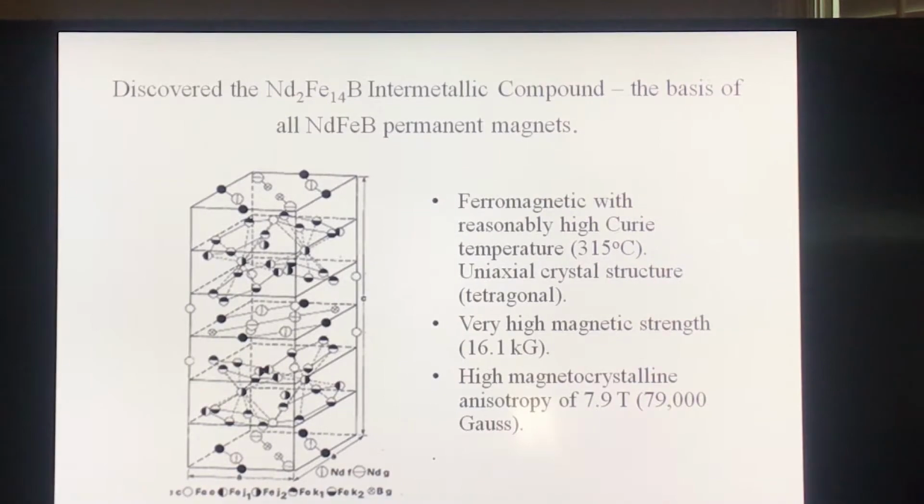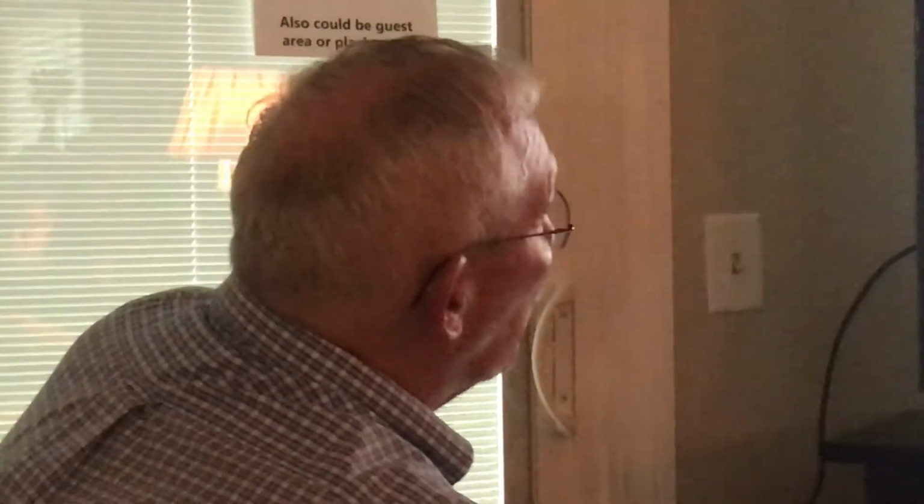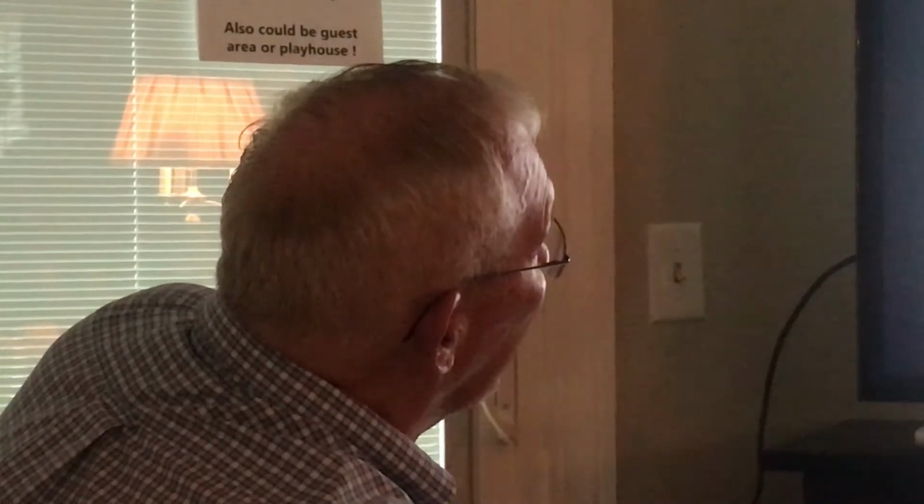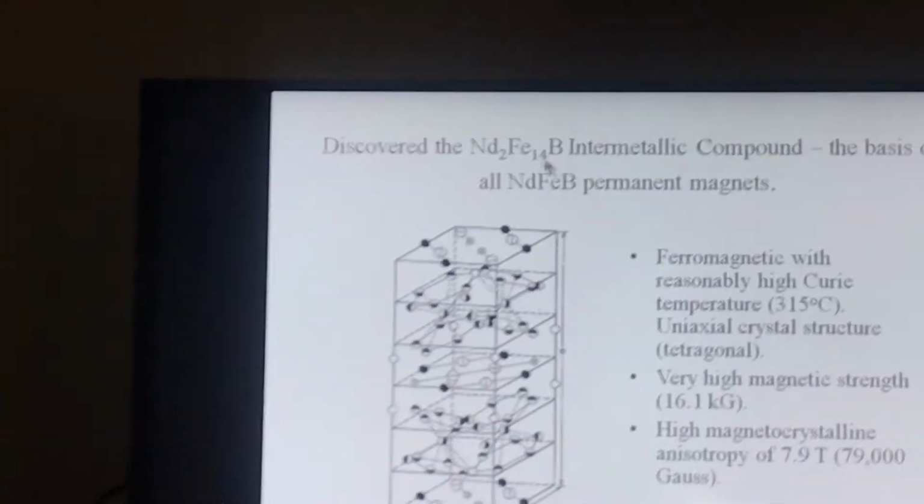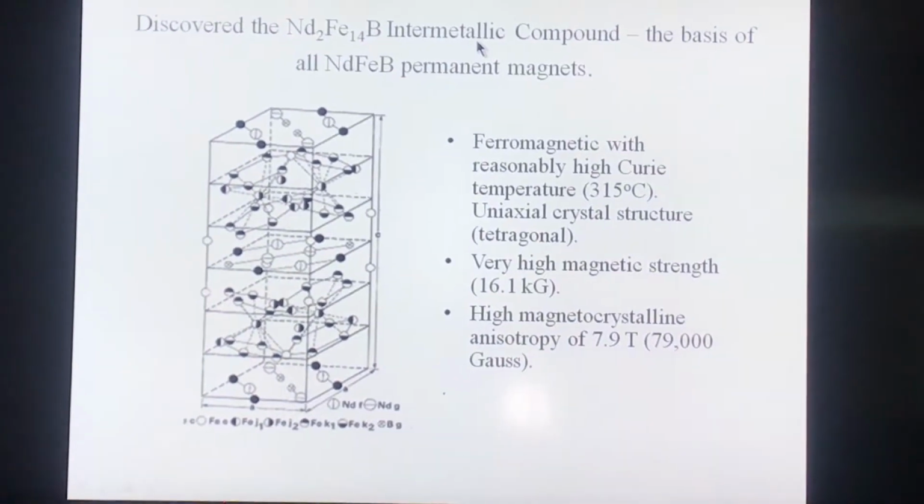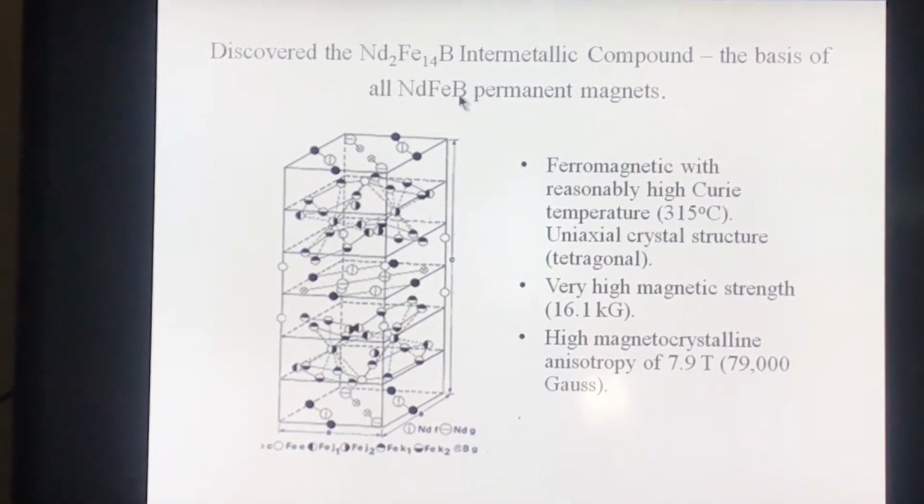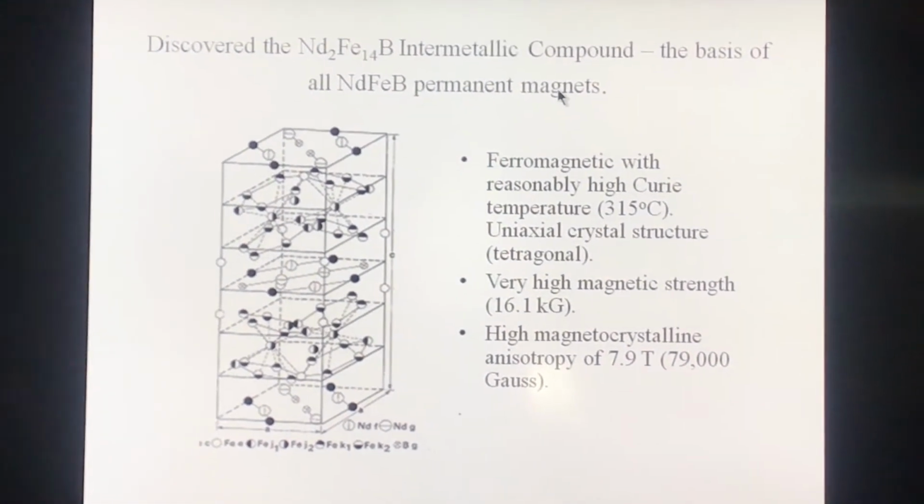But the most important thing was that when I was doing this work, I started, like most material scientists, adding things to try to make it a little different. And I added boron to one of these alloys, and I discovered this neodymium-2 iron-14 boron intermetallic compound, which is the basis of all neodymium iron permanent magnets.